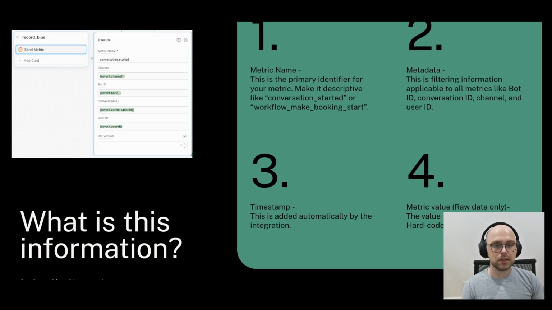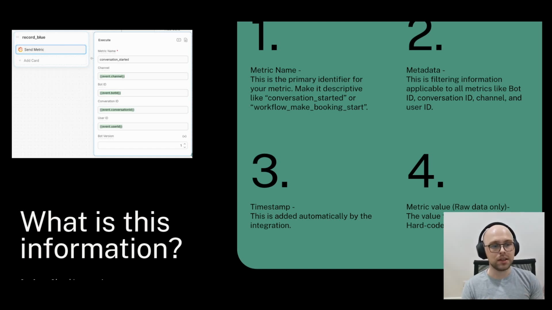You use the metadata when you're filtering your metrics, so you have the channel right there, which helps you filter conversations started on web versus conversations started in Facebook Messenger, and useful things like that. Next, you have the timestamp, and this is automatically added by the integration. You as the developer don't need to worry about it.